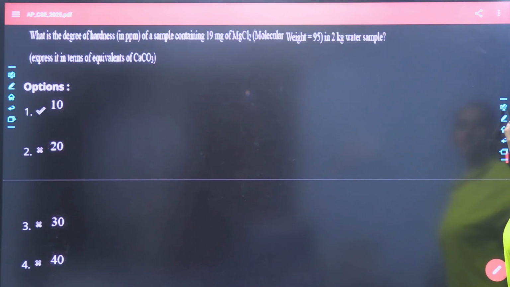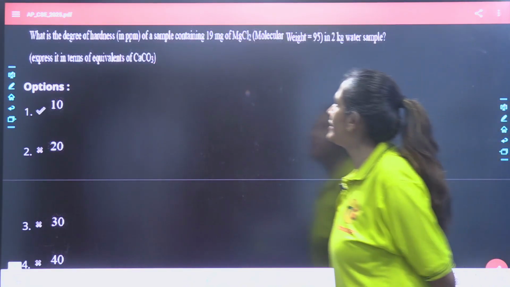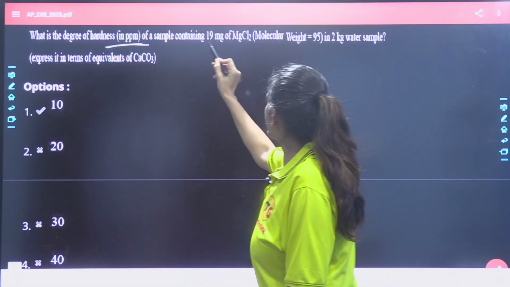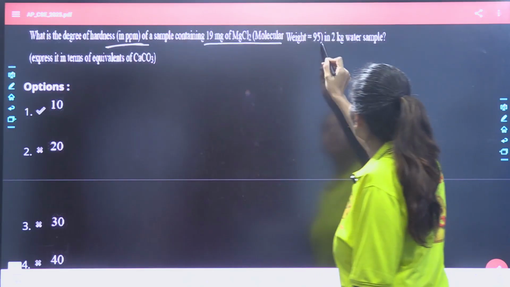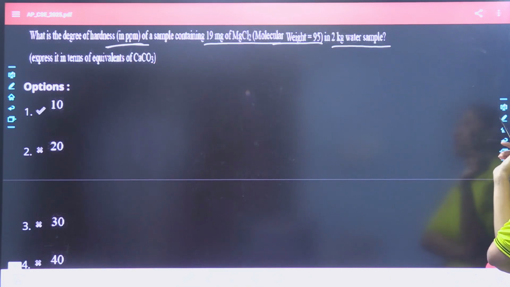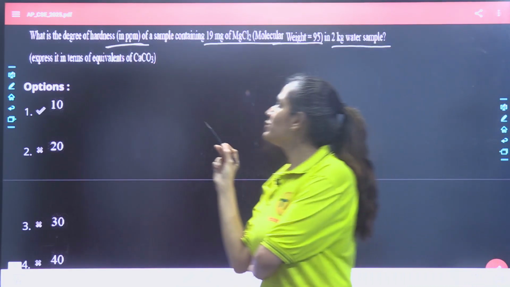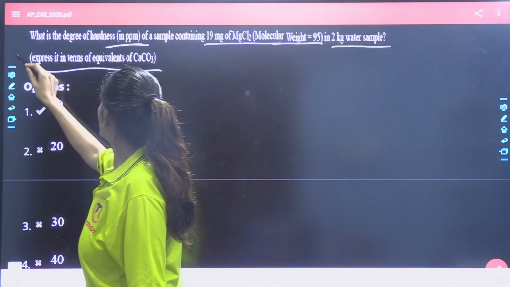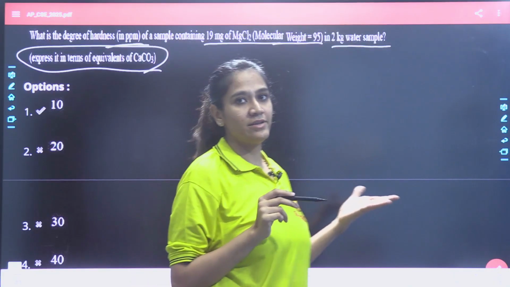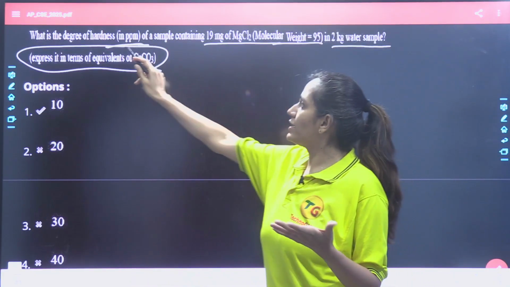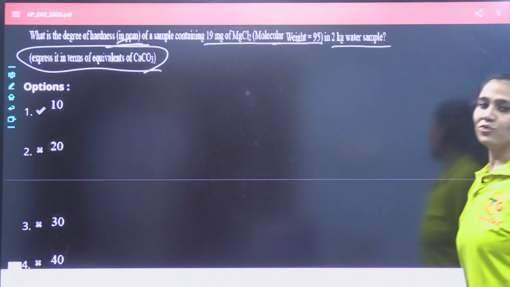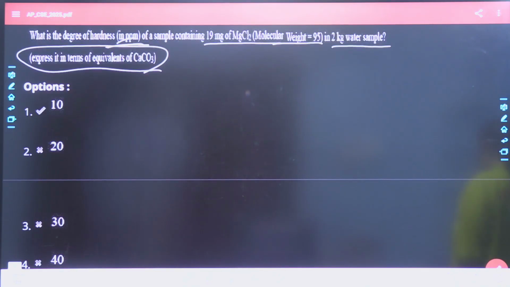Now, here we need to calculate the degree of hardness in parts per million. The sample contains 90 mg of magnesium chloride, and the molecular weight of magnesium chloride is given as 95, in a 2 kg water sample. We need to express it in terms of the equivalence of calcium carbonate. Here we need to find out the degree of hardness of water, in ppm.